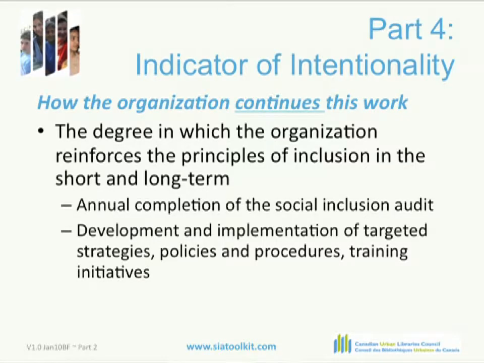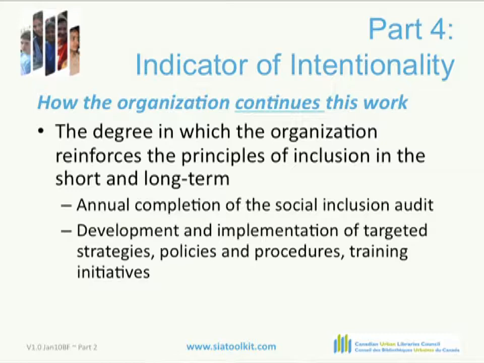This session will focus on the indicator of intentionality. As I mentioned before, this is a very large section. In fact, 7 of the 12 questions in the audit are attributed to this indicator in particular. Let me refresh your memory about what the indicator of intentionality is. It is how the organization continues this work. It's the degree to which the organization reinforces the principles of inclusion in the short and the long term.